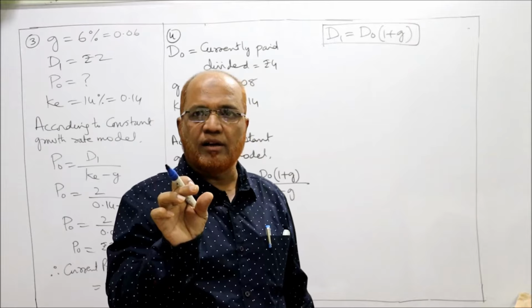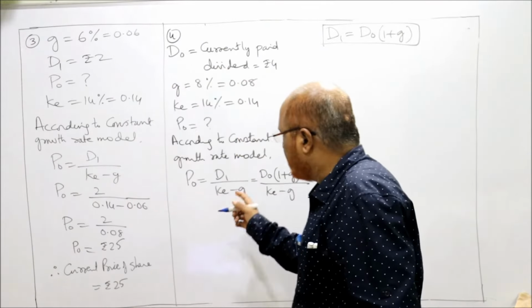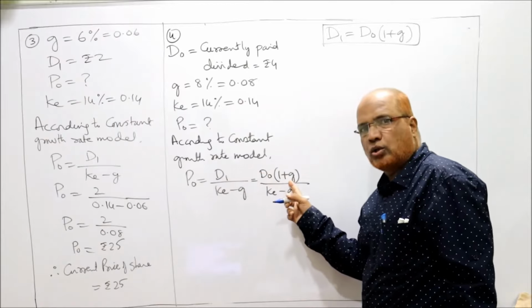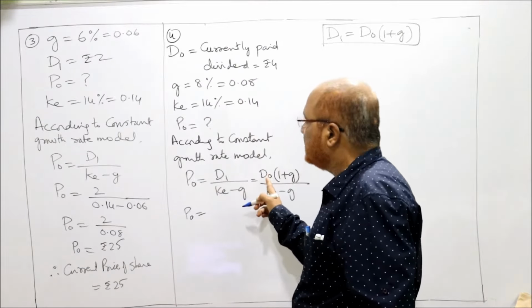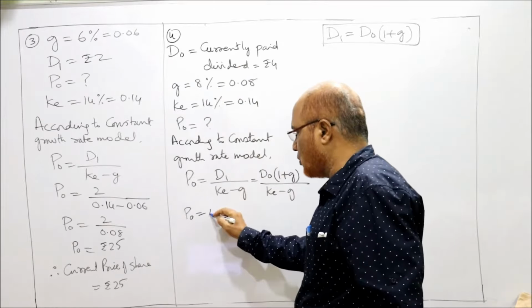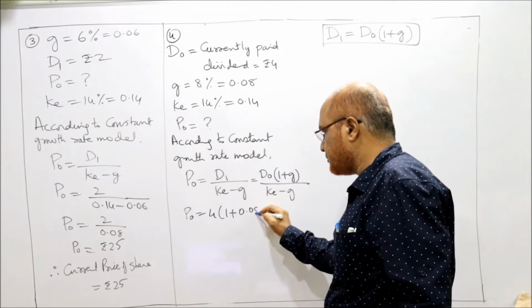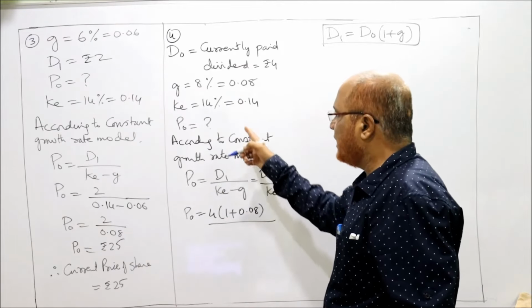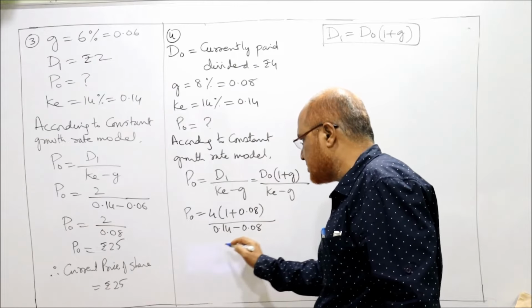D0 is the current dividend; we multiply it by 1 plus G, and D1 will come. So in place of D1 we write D0 into 1 plus G. We need to find P0. D0 is given in the problem: how much is D0? 4 rupees. 1 plus growth rate is given, 0.08, divided by Ke, the required rate of return, 0.14 minus 0.08.